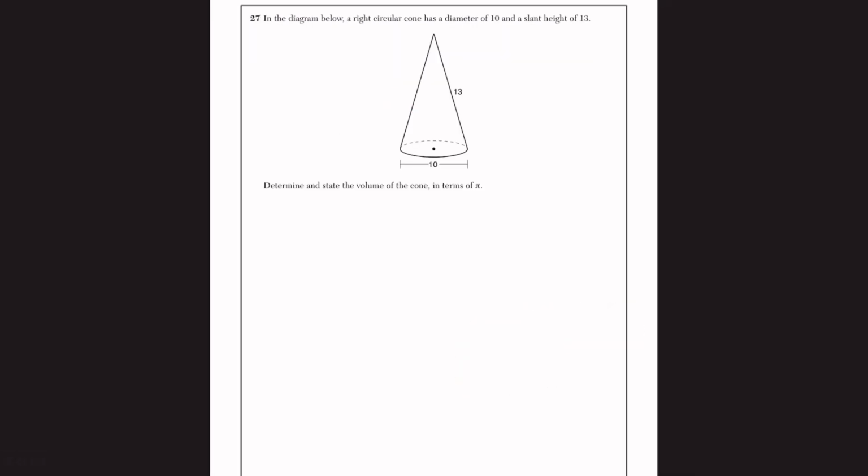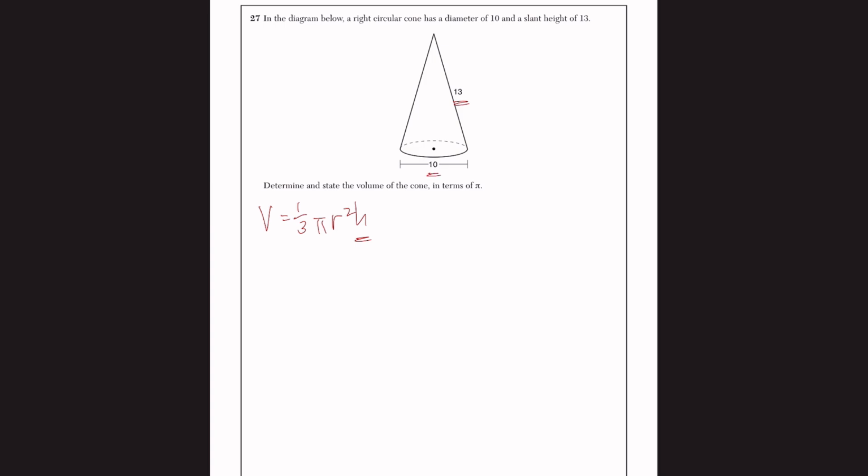Question 27. In the diagram below, a right circular cone has a diameter of 10 and a slant height of 13. Determine and state the volume of the cone in terms of pi. To find the volume of a cone, we can use this equation right here. For this equation, we need to use the height, which is not given to us, since we're only given the slant height, which is not the same thing, and also the diameter.